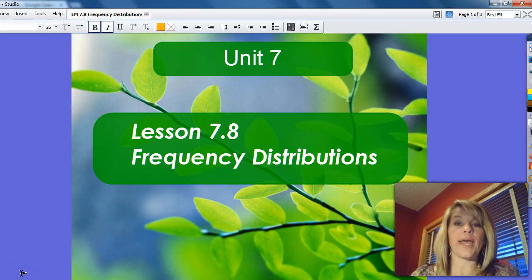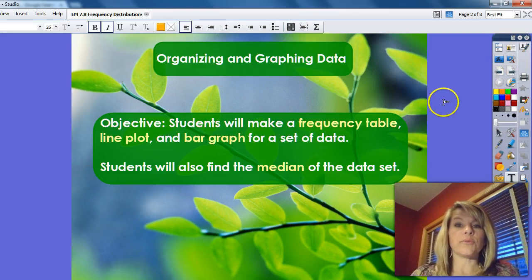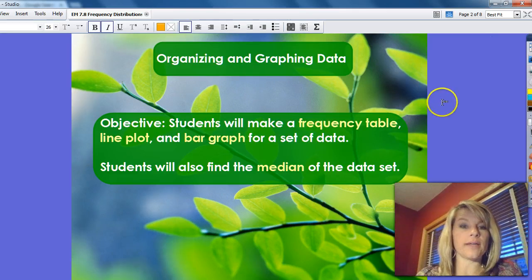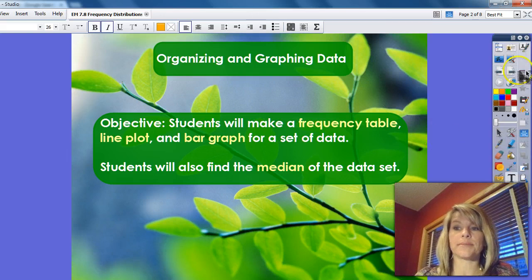We're going to be looking at a set of data. In today's lesson we're going to be organizing and graphing data, and you will be making a frequency table, a line plot, and a bar graph for a set of data. And you will also find the median of the data set.